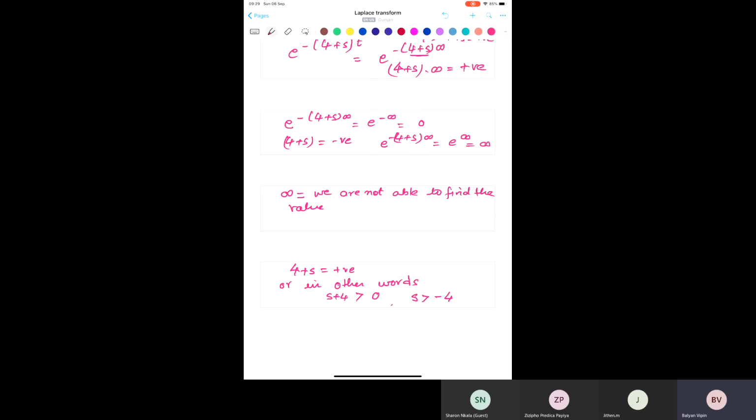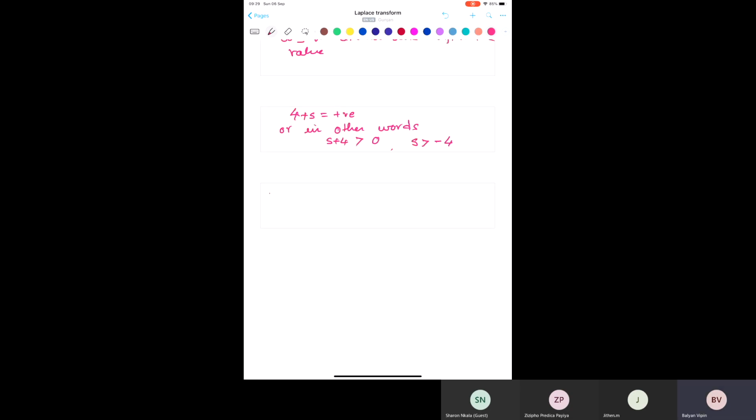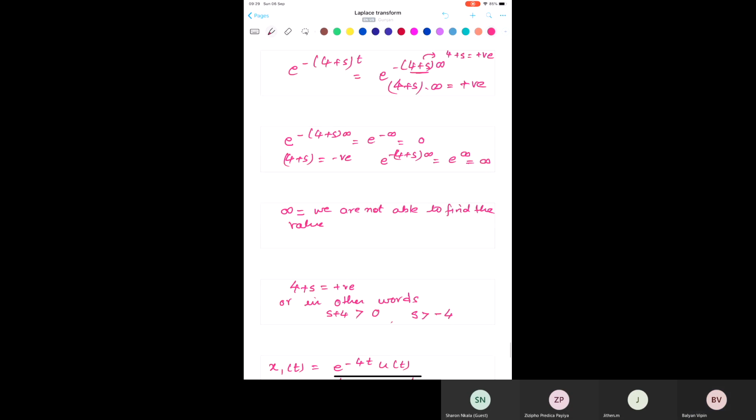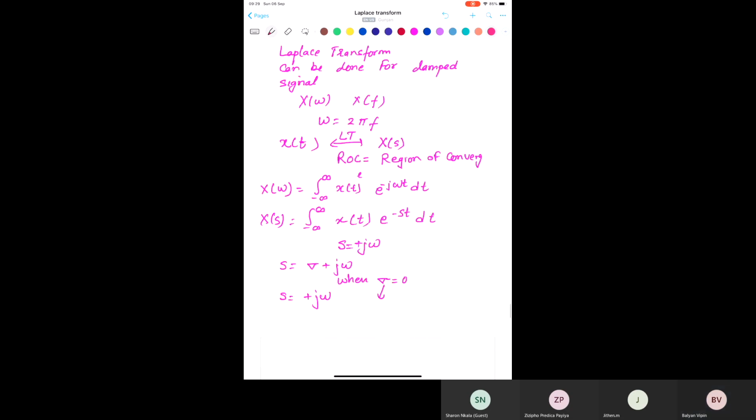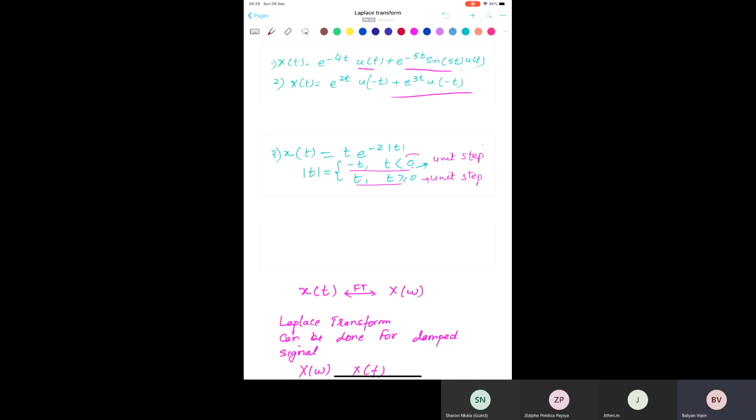So this is the only one part I did, which is the Laplace transform of x1(t) equals to this signal only. So X1(s) is equal to 1 upon s plus 4, and s should be greater than minus 4. So now what we are left with is another one, e raised to the power minus 5t into sine 5t u(t).